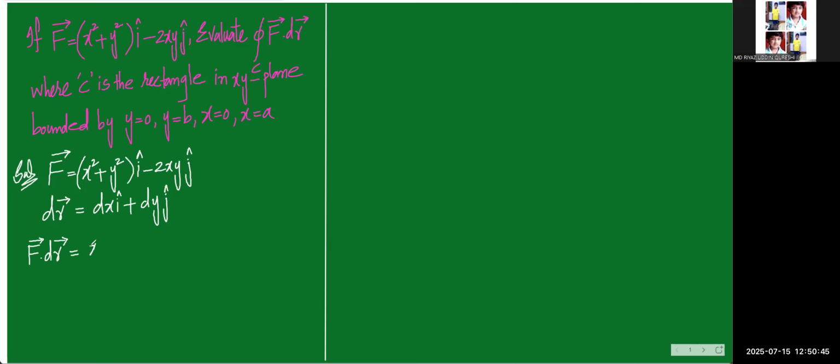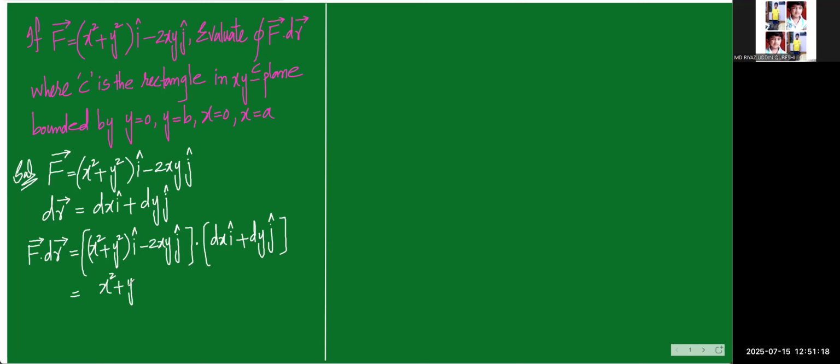F is equal to x square plus y square i cap minus 2xy j cap. This one we have to do the dot product with dx i plus dy j, and we know that i dot i is 1. What's left is x square plus y square dx minus 2xy dy. Is that okay for you? This is the value of f dot dr. Correct? Very, very important. Equation number 1 we take.